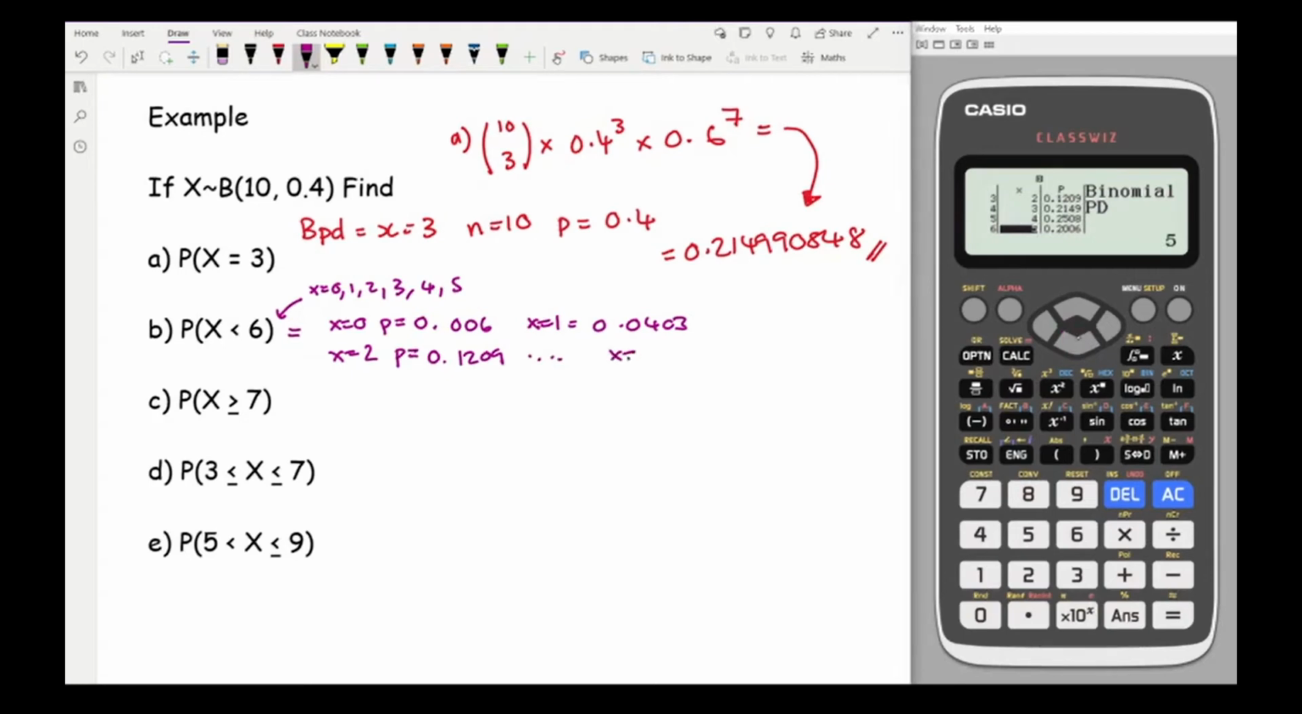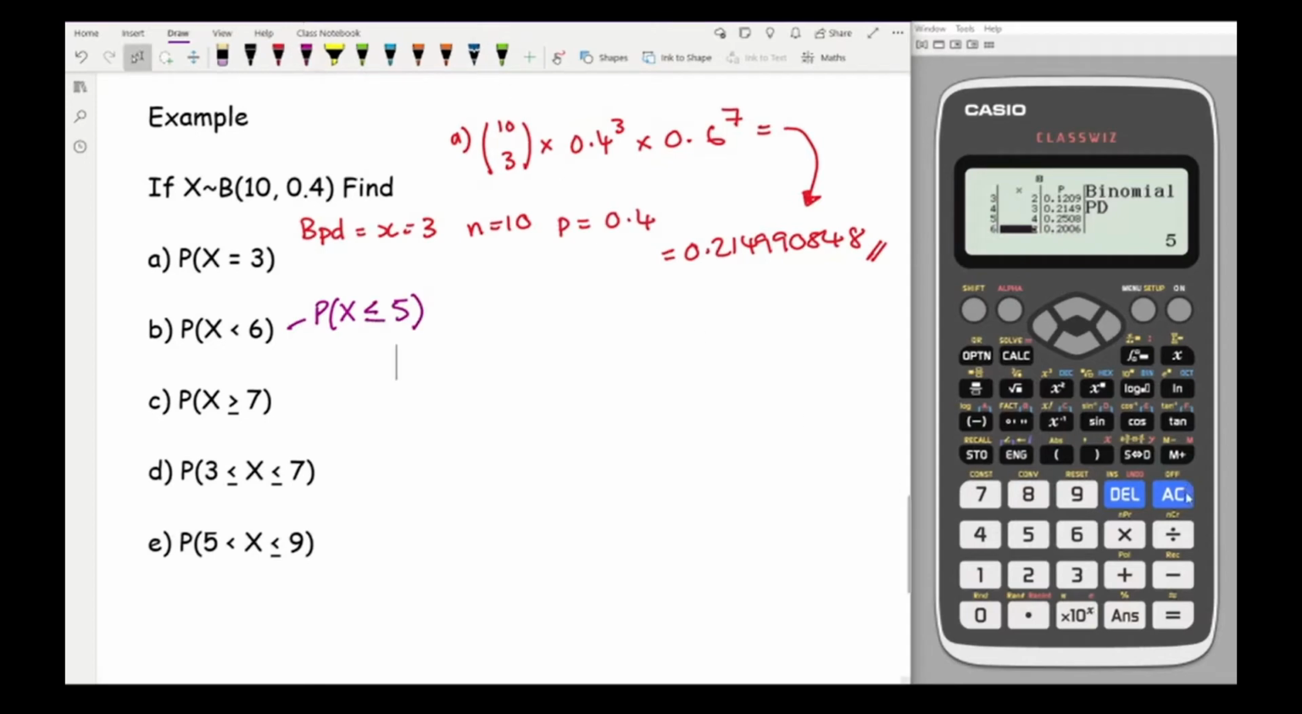So x equals 5 is 0.0206, and I would add up each of those values and I would get the answer from there. Now a quicker way or a smarter way of doing this is recognizing that what I'm wanting is that p of x is less than or equal to 5. That's basically what I'm wanting. I'm wanting numbers 5 or less is basically what this question is asking me.